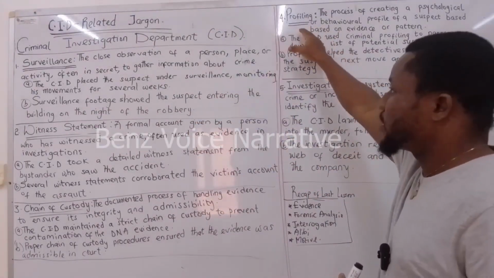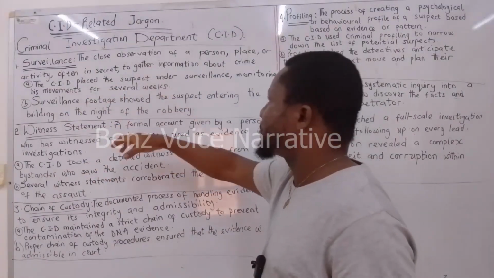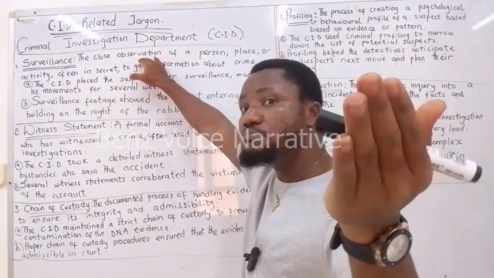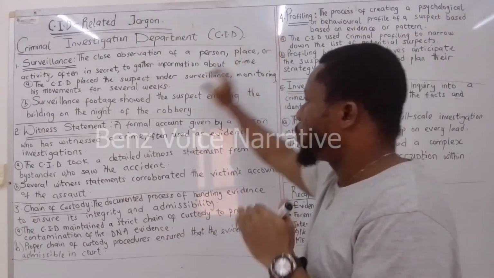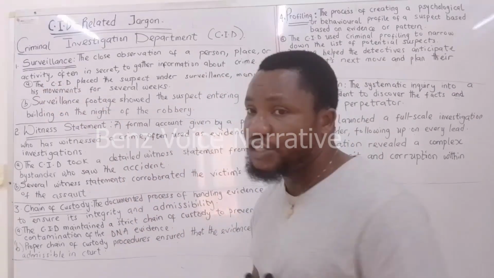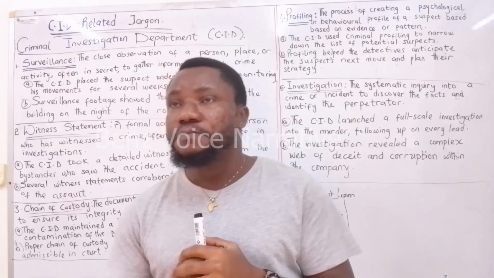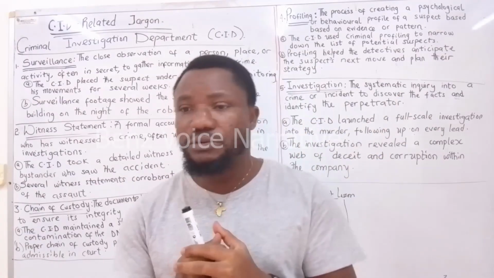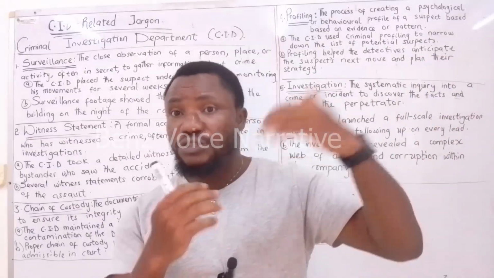Once this lead is given, we have the surveillance done, such that the officers now begin to have a close observation, a close monitoring of a person, of a place or activity, often done in secret, to gather information about a crime. Now, there could be a lead that a terrorist or a potential threat will be at so and so place at so and so time.